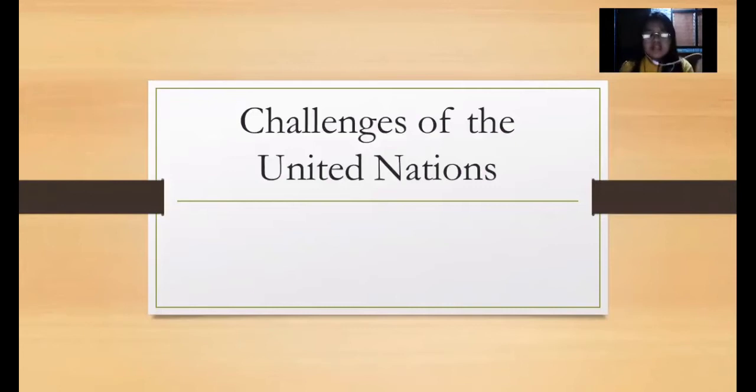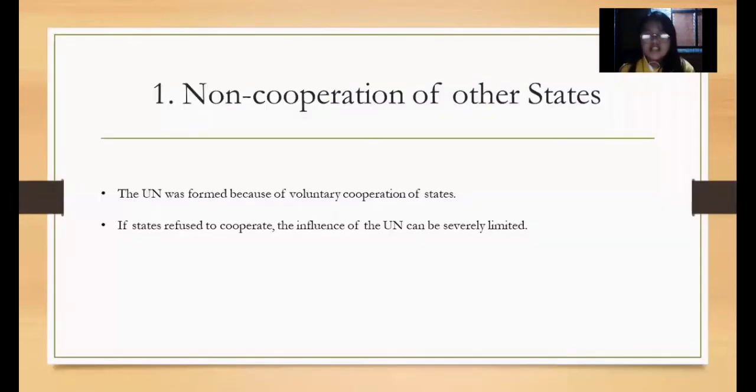So, after discussing the last organ of the United Nations, let us proceed to the challenges faced by the United Nations. And the first problem that the United Nations faces is the non-cooperation of the other states. So when we say the non-cooperation of the other states, the UN was formed because of the voluntary cooperation of the states. If states refuse to cooperate, the influence of the UN can be severely limited.